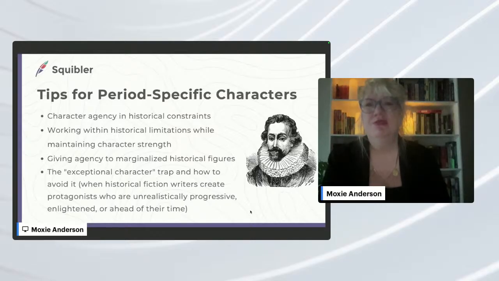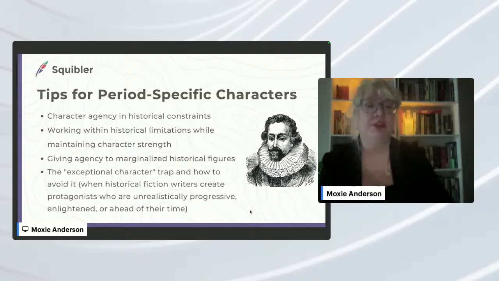It's also important to avoid the exceptional character trap. This goes with characters in general. You don't want to have a character who's completely perfect, who knows the answers to everything. So when historical fiction writers create protagonists who are unrealistically progressive, enlightened, or ahead of their time, it's kind of difficult for your readers to swallow. So watch for that.